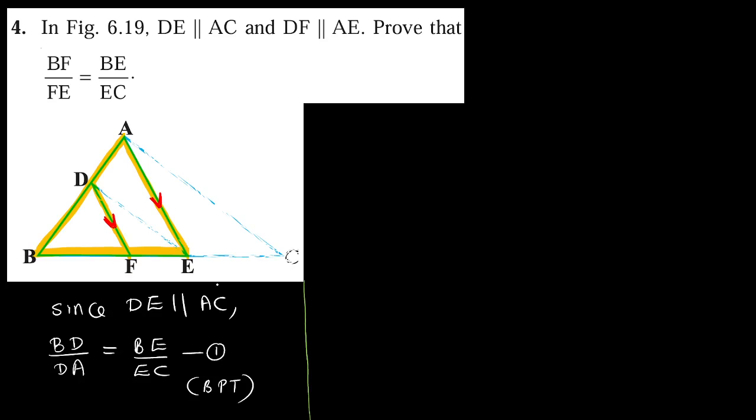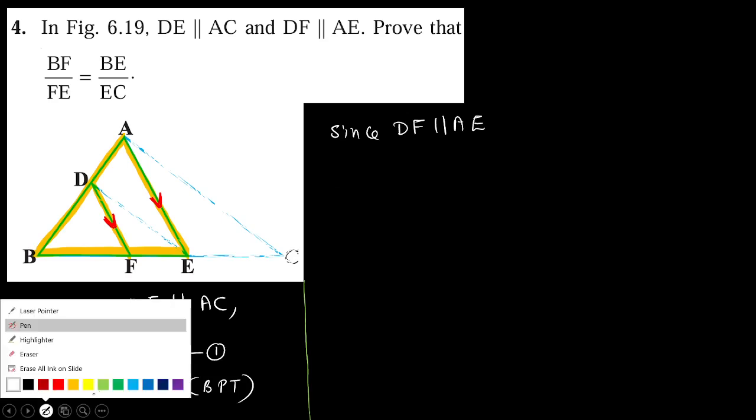Okay, understood. Okay, now it is clear. Only the highlighted thing I consider. So what is the step? Since DF is parallel to AE, the left side ratio equals the right side ratio.